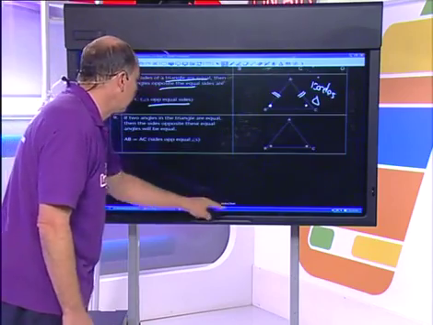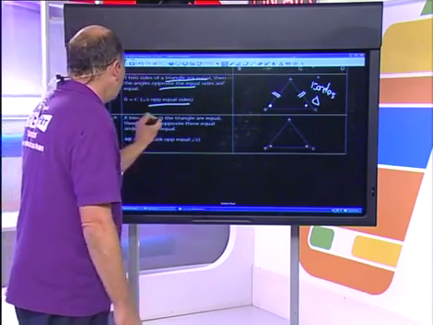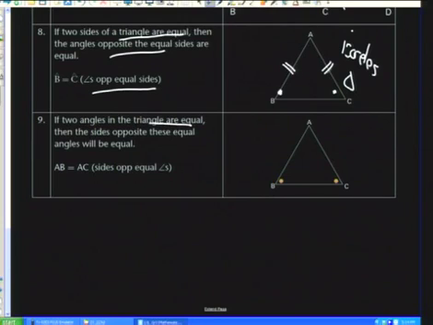The last thing for triangles in this section is to say if two angles in the triangle are equal, then the sides opposite those angles will be equal as well. So if we've got the angles equal, then we can say the opposite: now we know the sides are equal. Got it? Hope you have.